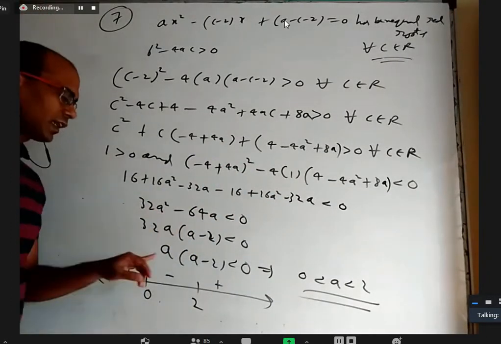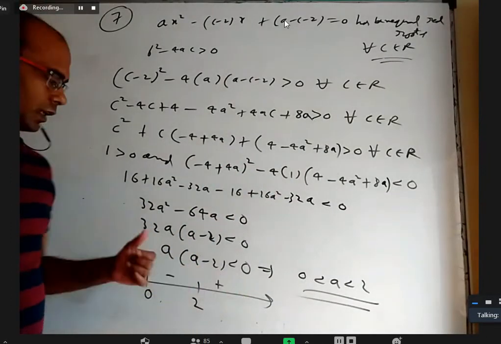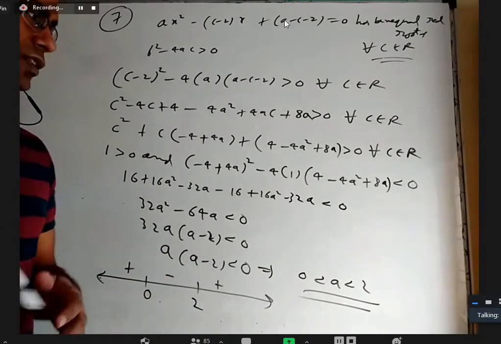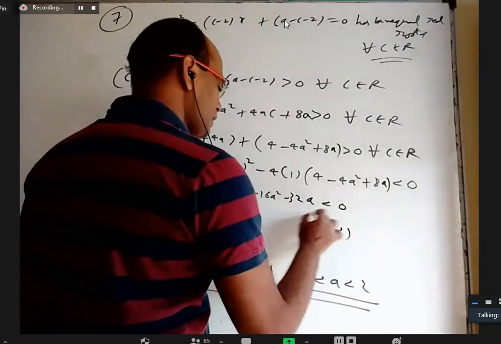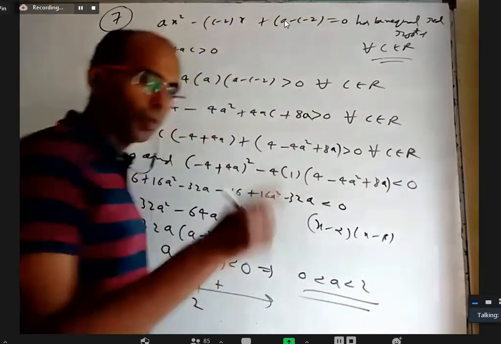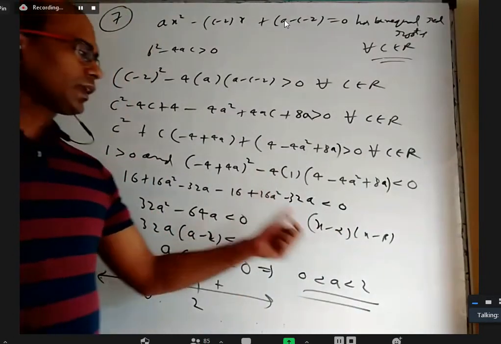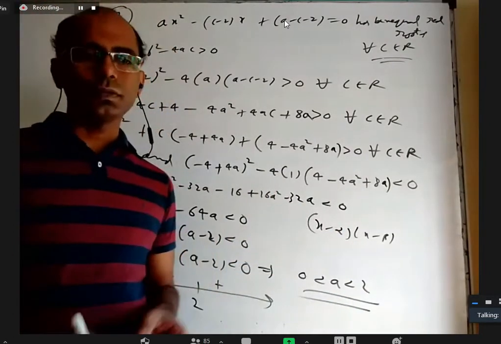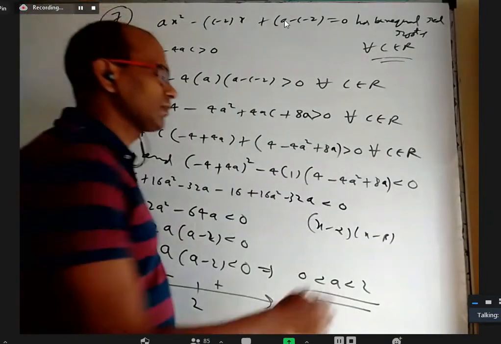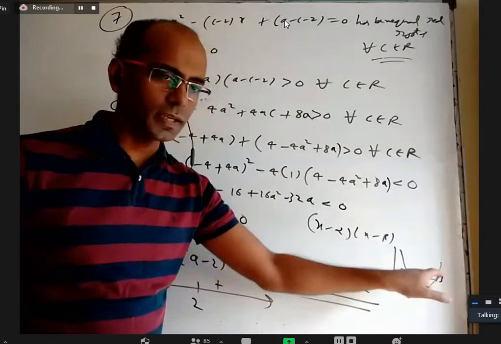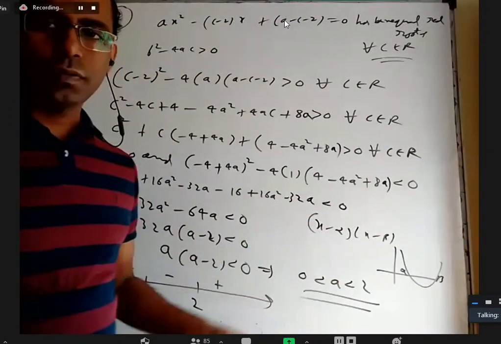And that itself became a quadratic inequality: a into a minus 2 should be negative. I think earlier we thoroughly discussed that when you want x minus alpha into x minus beta to be positive, x should be more than beta or less than alpha. When you want x minus alpha and x minus beta to be negative, x should be between alpha and beta. You can even see that in the graph. Between alpha and beta it is negative, after beta positive, before alpha positive.